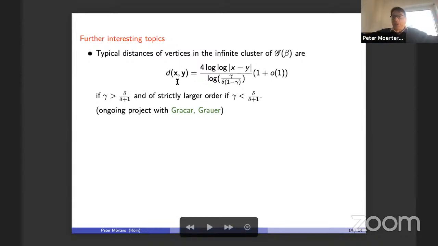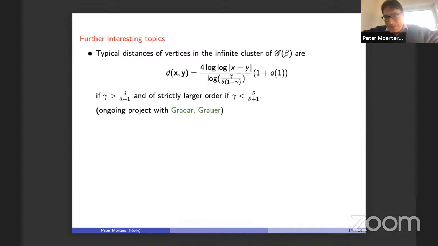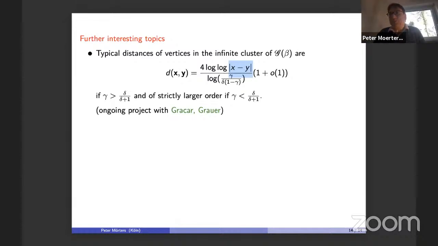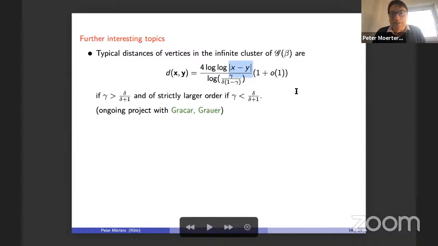So you put 2 points x and y at Euclidean distance |x minus y|. This is this term here, and then you ask what's the graph distance, and the graph distance is a constant times log of the Euclidean distance. The constant is explicit here, and that holds asymptotically as the Euclidean distance of the points goes to infinity, and their marks should be unchanged, right? You can't simultaneously let the marks go to 0.